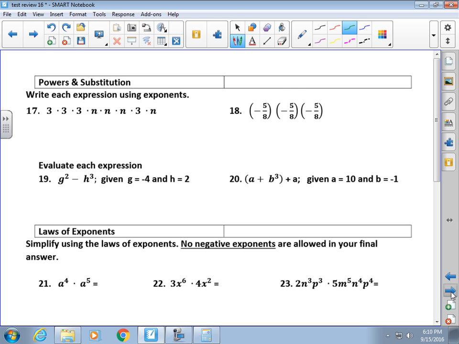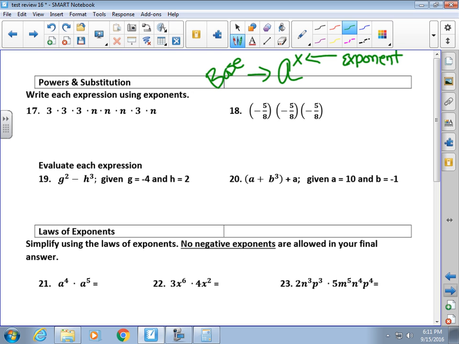We know that the large number is the base, and the small number is the exponent. The exponent is up high and the base is down low. That's what Miss Egan says, all right? And I say the base is the big number, the exponent is the little number.